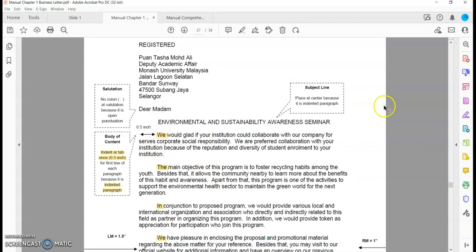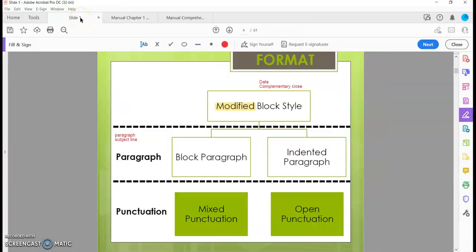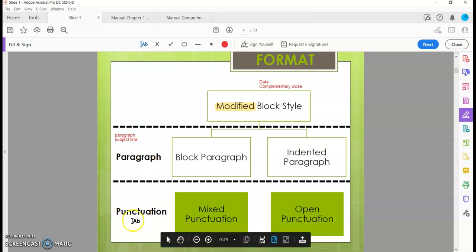And number two, it will affect the subject line, at which the subject line is actually at the center. So you will use the function of center in order to type the subject line or the titles of the letter. Alright, so now I believe that you have a clear idea on what is the paragraph. Okay, we go forward to the punctuation.